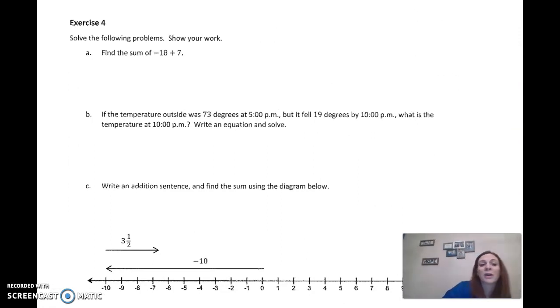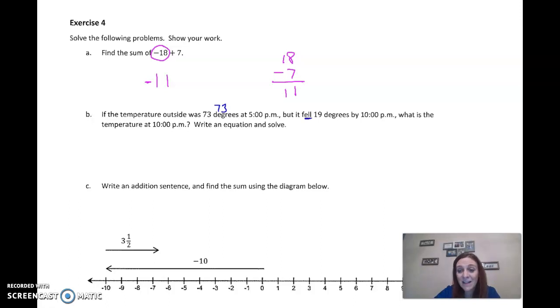Solve the following problems to show your work. Find the sum of negative 18 and 7. Different sign, subtract. That's 11. Positive or negative? Well, negative 18 is greater absolute value. Sign is negative, so negative 11.